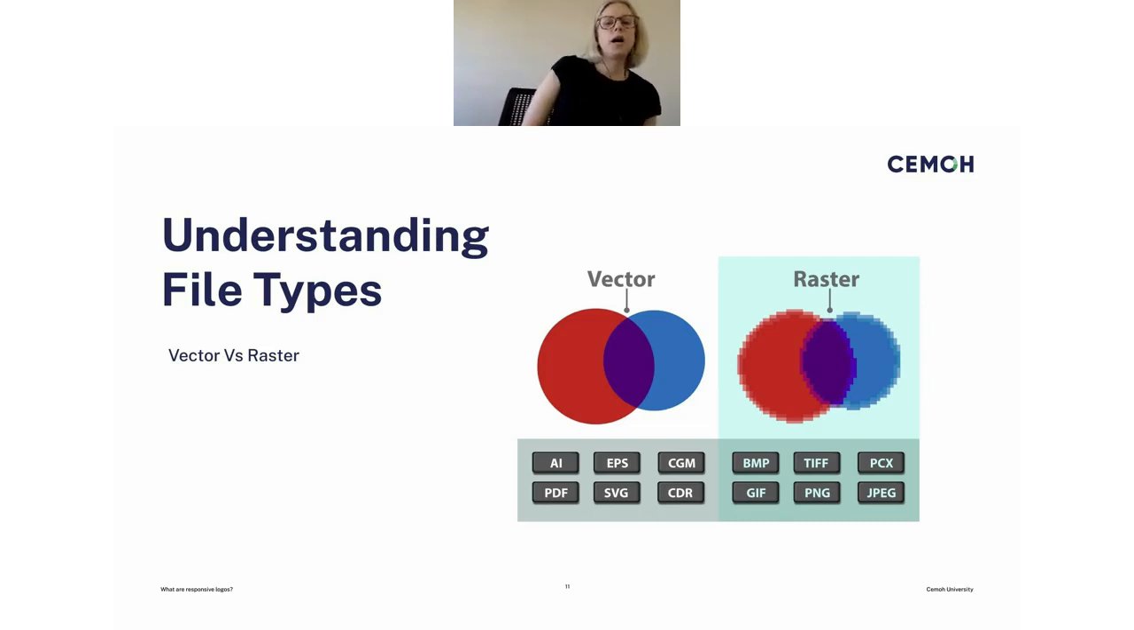Whereas a raster file is made up of pixels. So if you were to zoom in on a vector file, you could keep zooming in and it would always look smooth, whereas a raster file would start to look pixelated.